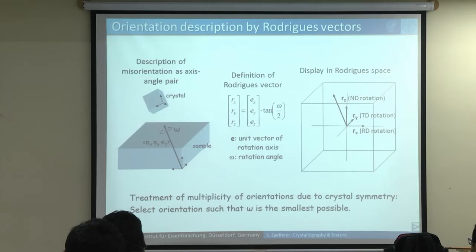And the interesting thing is now this becomes a unique description. Why does it become a unique description? This is actually not so simple to say. The symmetry of this Rodriguez space is simpler than the symmetry of Euler space. And therefore, you can more easily find a single vector corresponding to a single orientation. So you have a one-to-one correspondence. One orientation corresponds to one vector, and one vector corresponds to one orientation. This is a big advantage of this Rodriguez space.